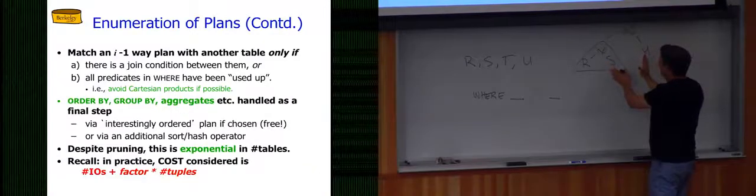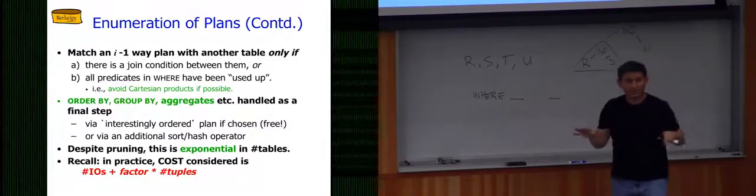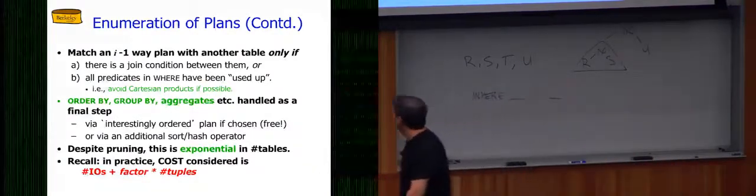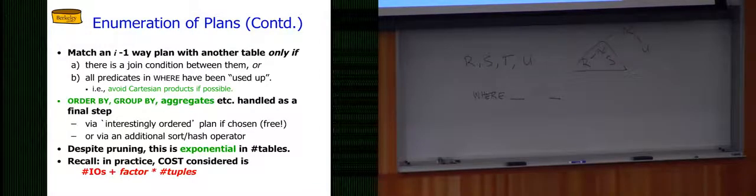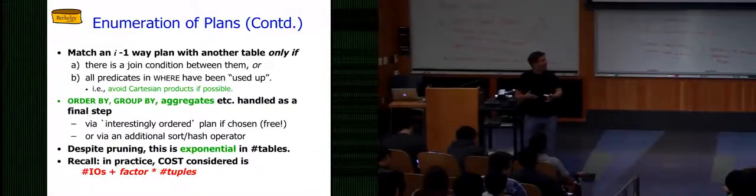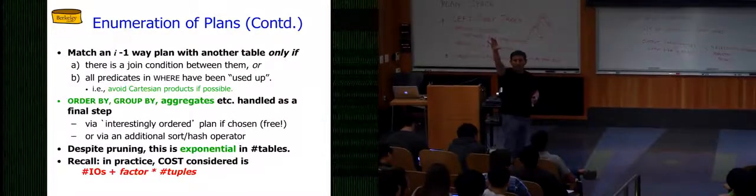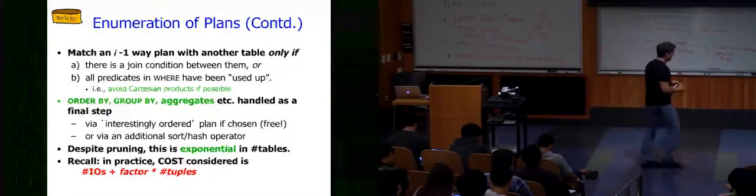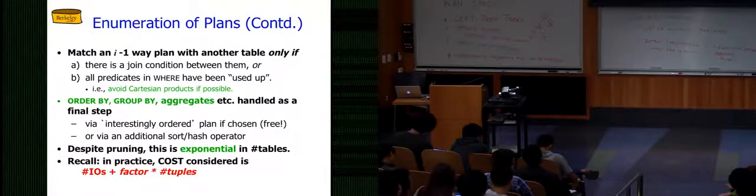All right? If your query has order by or group by or aggregation, that all happens at the very end. So at the end, what we've got is query plans that have all the tables in them. All the joins have been done. And all that's left to do is group by, order by, and aggregation, et cetera.